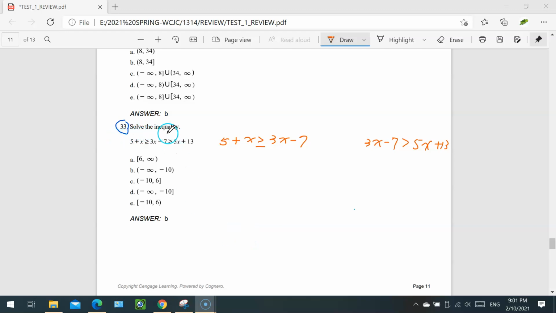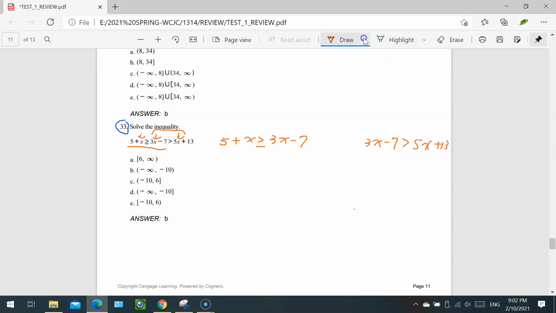33. Solve the inequality. This is a compound inequality. The way we solve it, because the x occurs in different intervals, is to group the left-hand side with the two parts, and then group the other two. So we rearrange the question as 5 plus x greater or equal than 3x minus 7. The other interval would be 3x minus 7 greater than 5x plus 13.